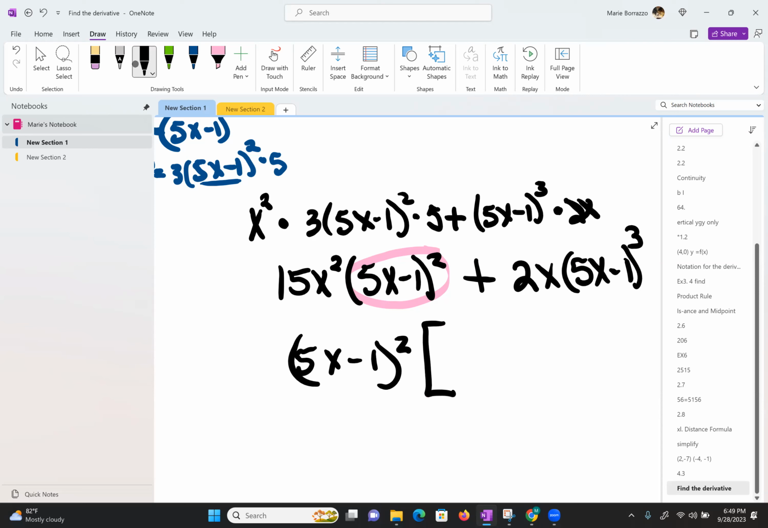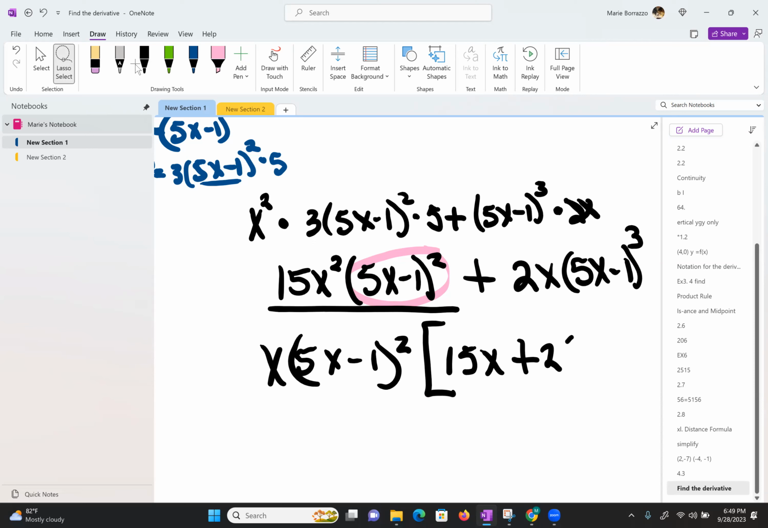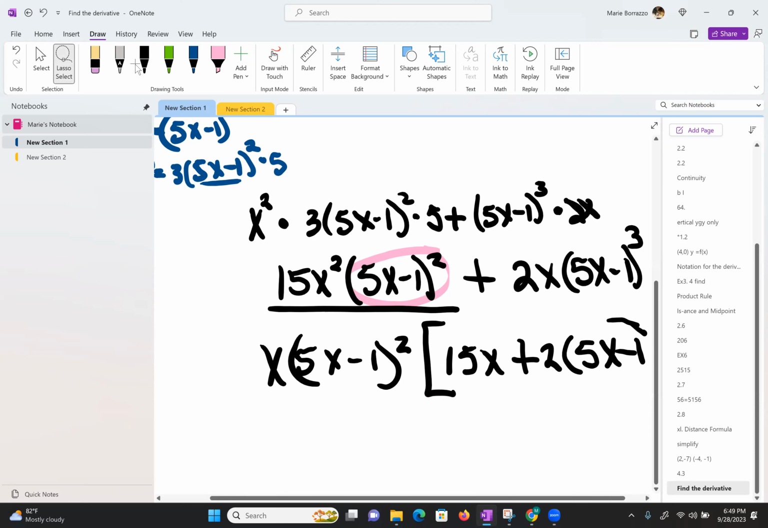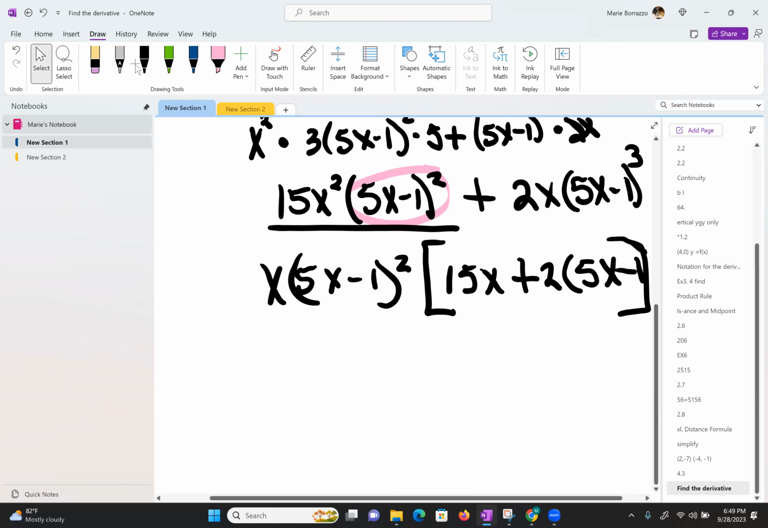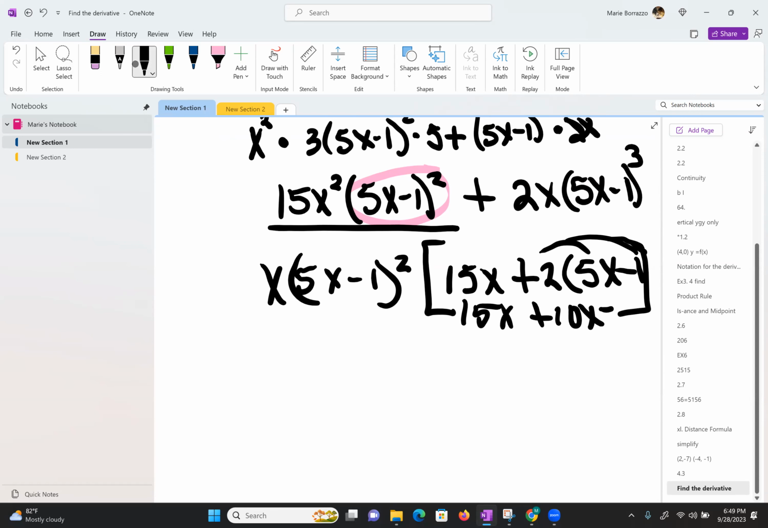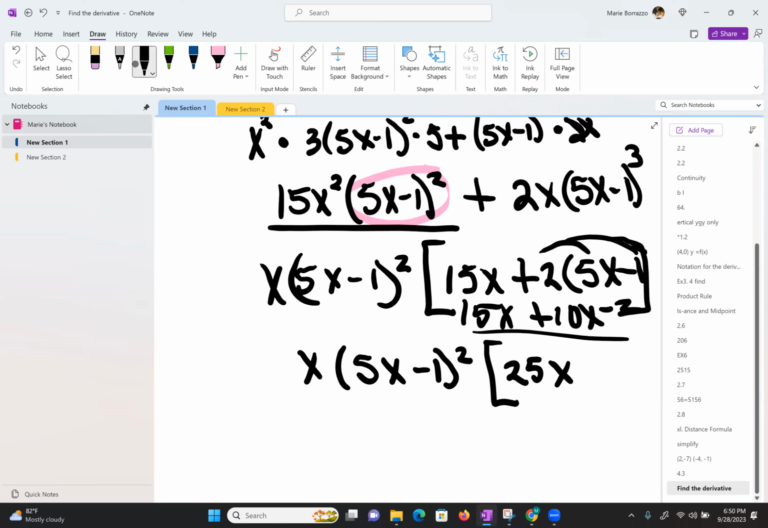What's left in here? Well, I could take out an x, at least one x, right? If I take out an x, that'll leave me 15x, and this will be plus 2 times 5x minus 1. Done. I could then distribute this in here. So I have 15x plus 10x minus 2, and that reduces to 25x minus 2, right? So I have x parentheses 5x minus 1 squared, and here I have 25x minus 2. And you can leave it like that if you wish.